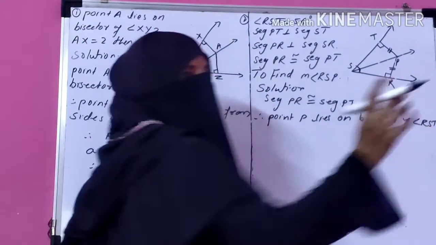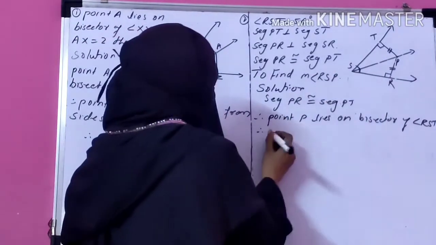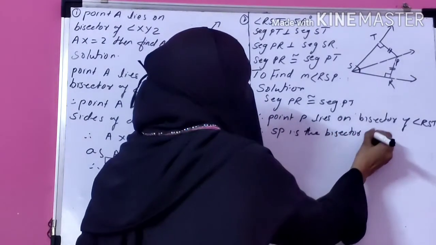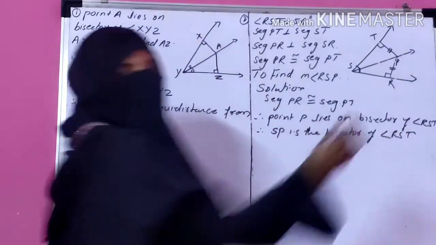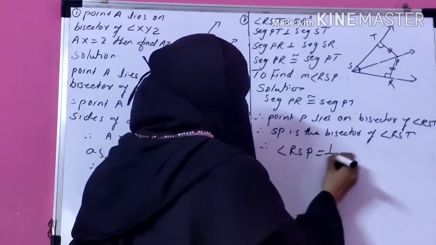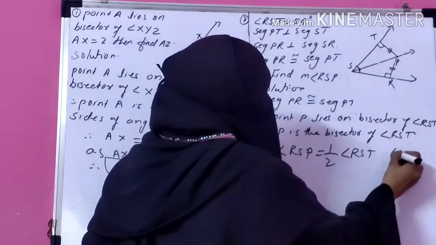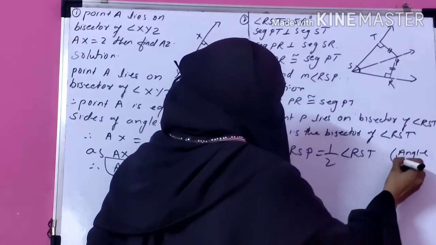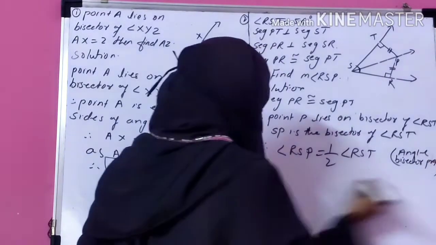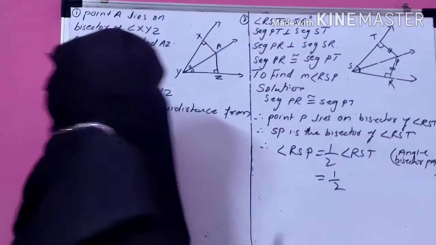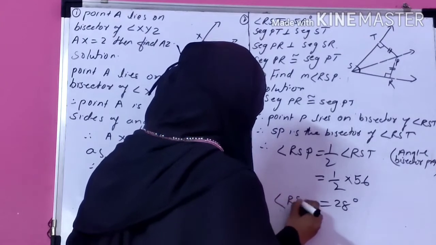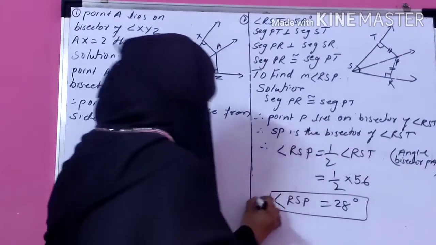So that's why point P lies on the bisector. That is, SP is the bisector of angle RST. Got it? So therefore your angle RSP is half of angle RST, by the angle bisector property. The angle bisector divides the angle into equal angles, and each angle is half of the original angle. So half of 56 degrees is 28 degrees. So your answer: angle RSP is equal to 28 degrees.